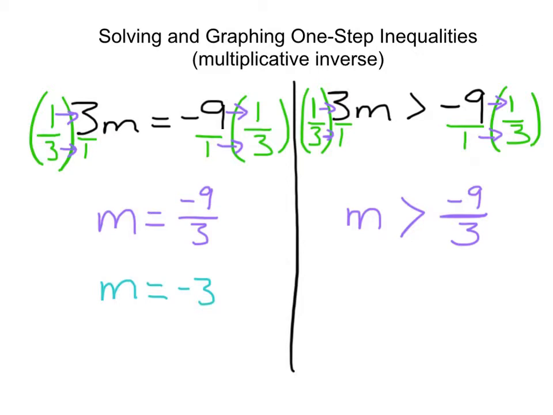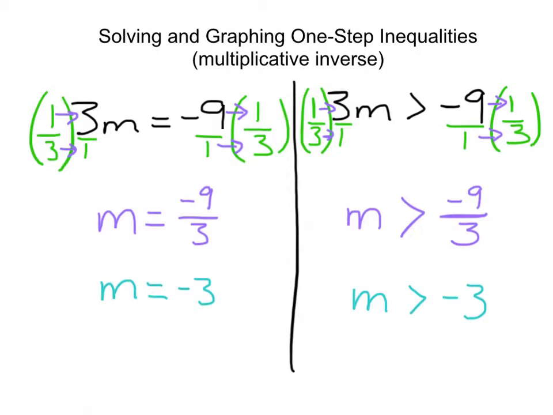Our last step, of course, would be to simplify negative 9 over 3. Negative 9 divided by 3 is negative 3. So we get the exact same value, the only difference being one of them is an equal sign and the other one is an inequality.